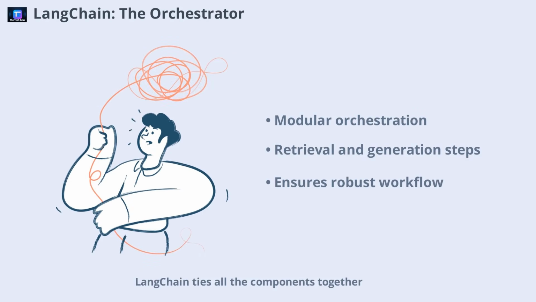LangChain ties all the components together. It provides modular tools for retrieval, reasoning, and SQL generation. Retrievers pull relevant schema from Chroma. Chains define the sequence of steps. And language models generate SQL queries based on both the user's question and the retrieved context. LangChain ensures that every question goes through the full RAG loop, making the system robust and extensible.